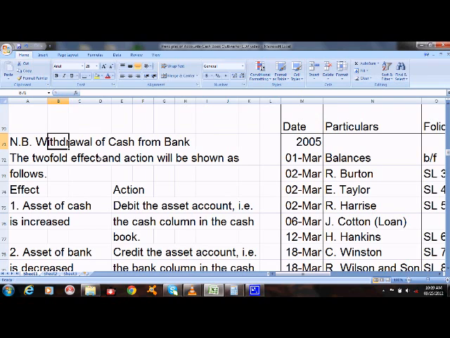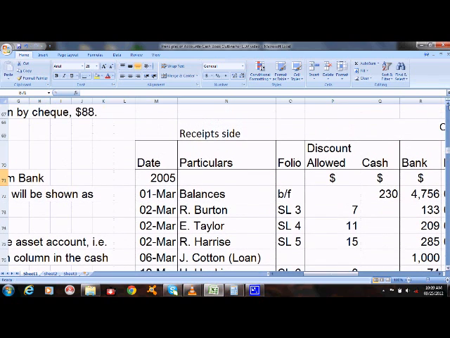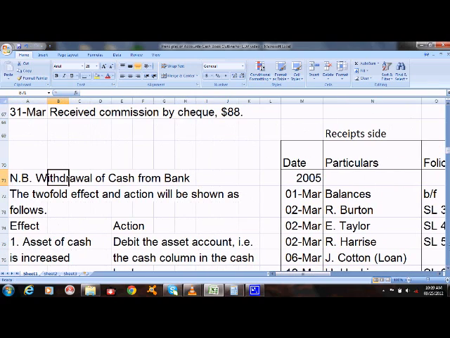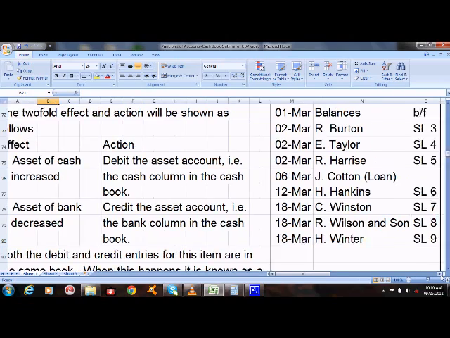The twofold effect and the action will be shown as follows. Alright, number one, asset of cash is increased. Therefore, we're going to debit the asset account, that is the cash column in the cash book. Remember that this is the debit side, so we're going to debit the cash column in the cash book. Number two, the asset of bank is decreased. You're going to credit the asset account, that is the bank column in the cash book. So you're going to credit.